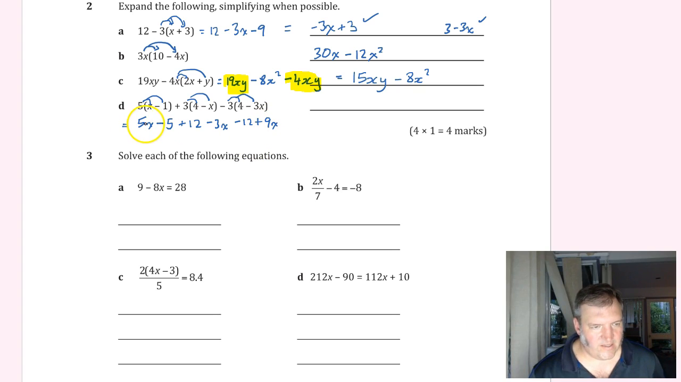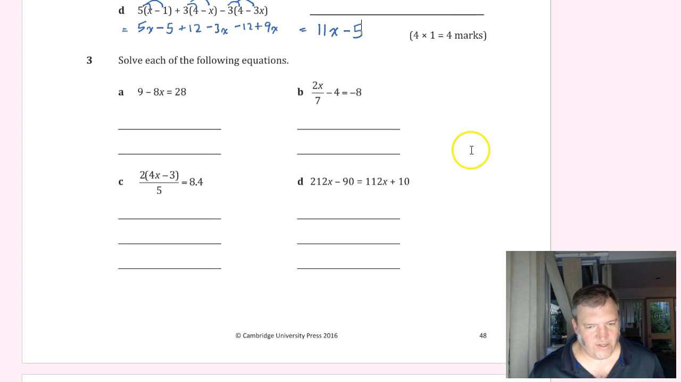9x. Let's group our x's together. 5x minus 3x, now I'm down to 2x plus 9x. That's 11x. What about our numbers? Negative 5 plus 12. And then I'm going to subtract 12 again. So plus 12 and subtract 12 are going to cancel out. So it's just 11x minus 5.